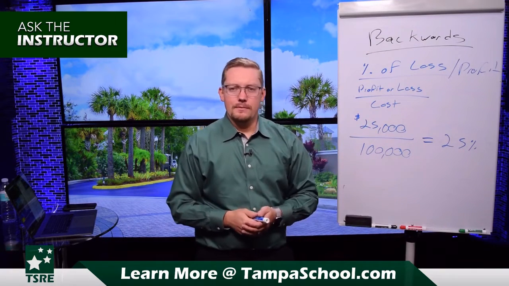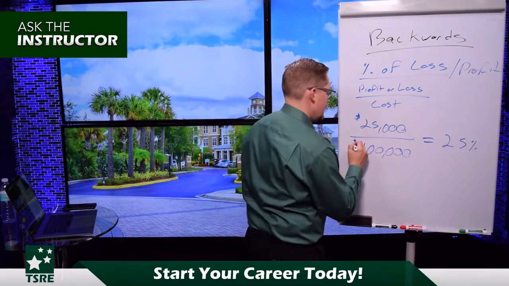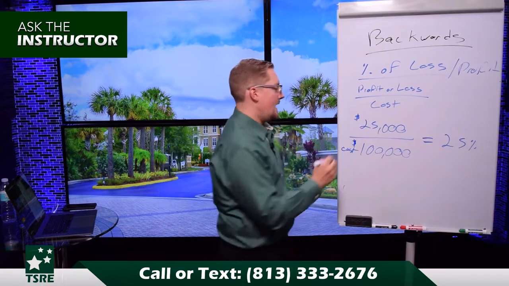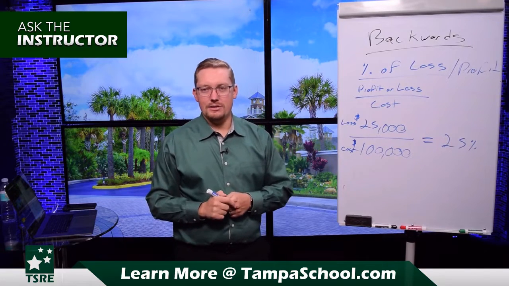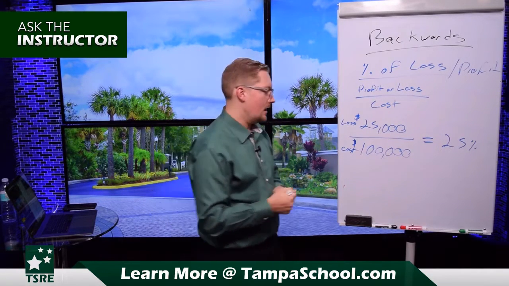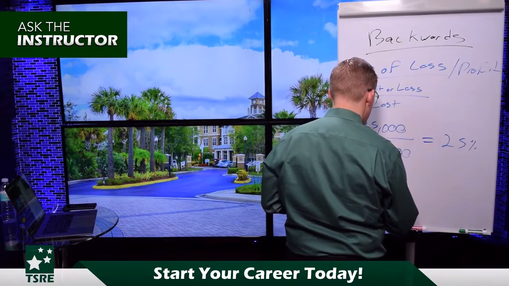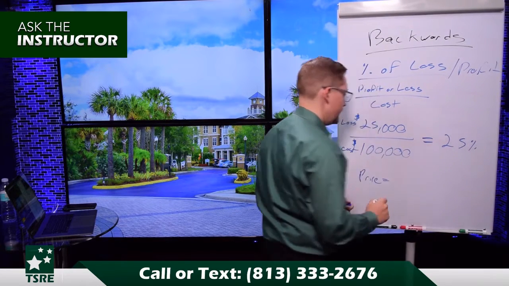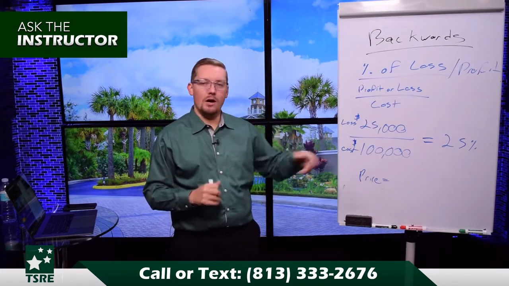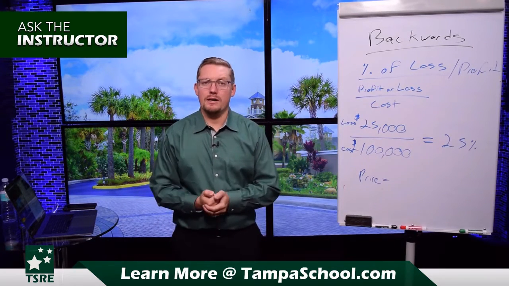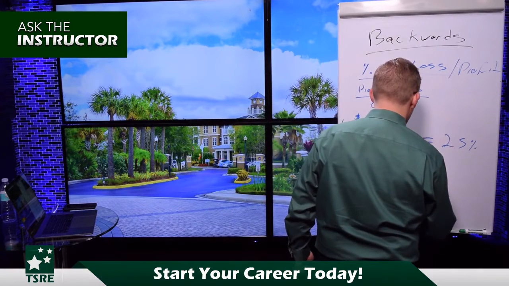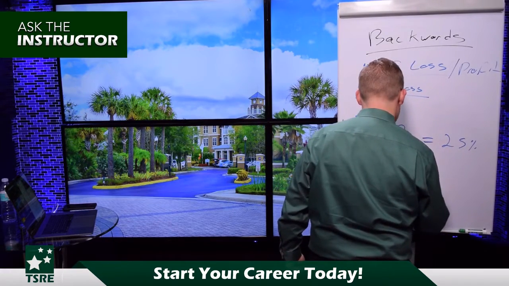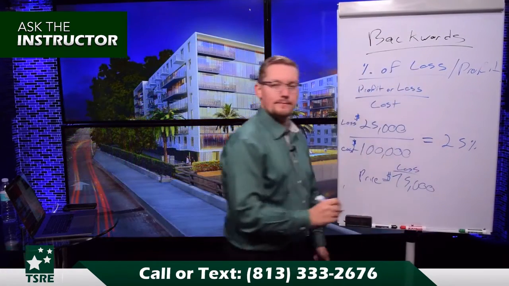Now, if I were to ask you, if we had a cost of $100,000 and we had a loss of $25,000, what was our price that we had sold it for? So if we bought it for $100,000, we lost $25,000. What was the price that we sold it for? We bought it for $100,000. If we lost $25,000, we would have sold it for $75,000. And that's if this was a loss.